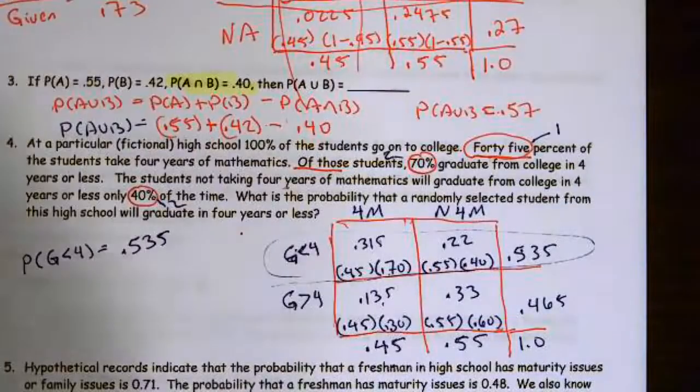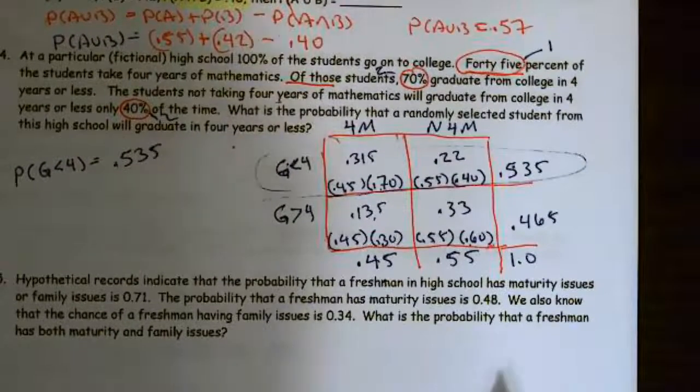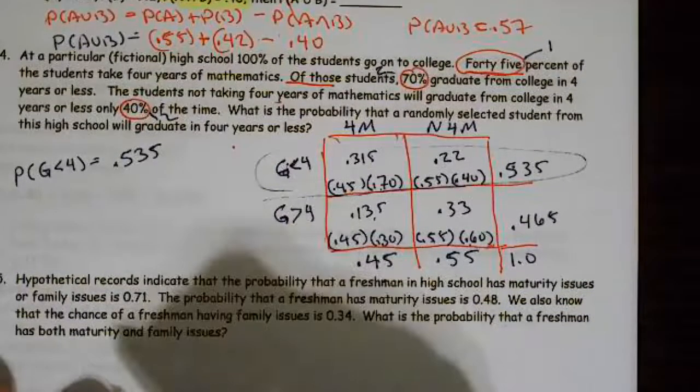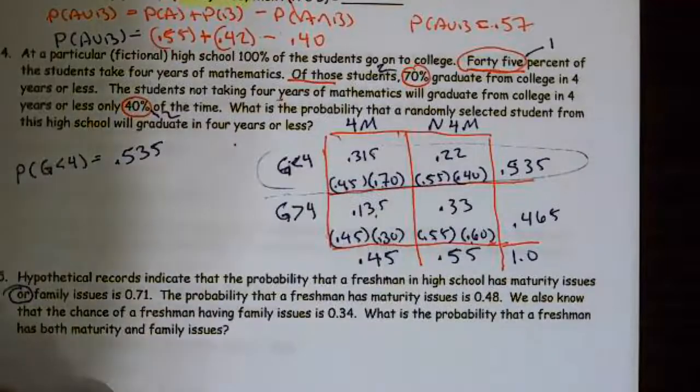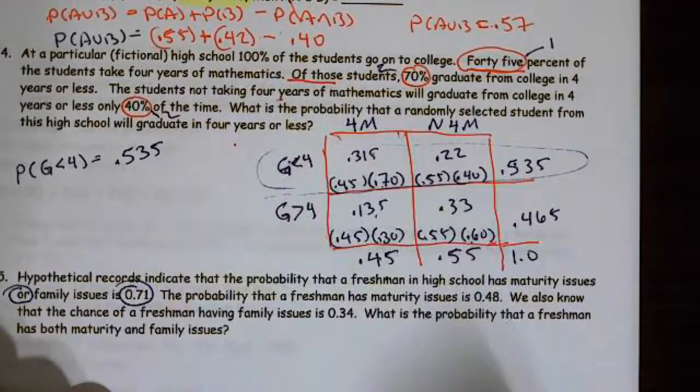Moving on to number 5. Hypothetical records indicate that the probability of freshmen in high school having maturity issues or family issues is 0.71. This is a key phrase. Anytime you see "or," better think about adding. And when you think about adding, you better think about the general addition rule. But we're sitting there circling and go 0.71.